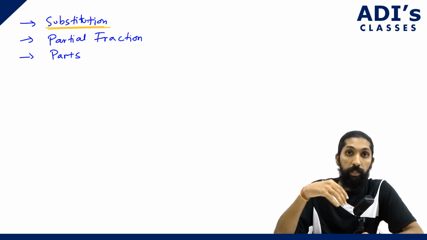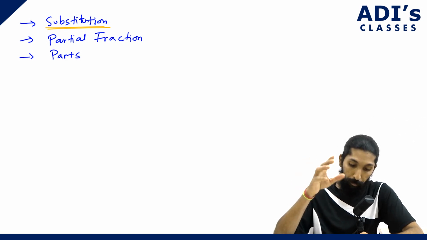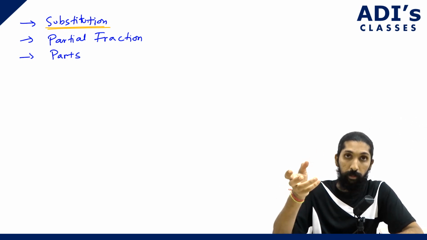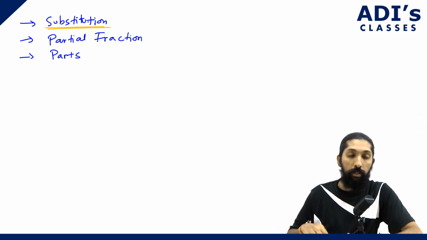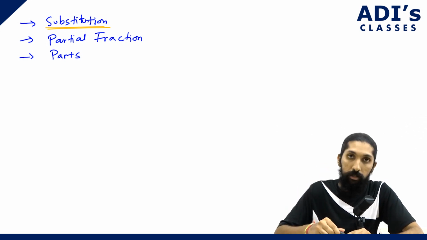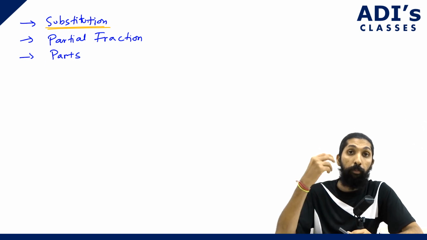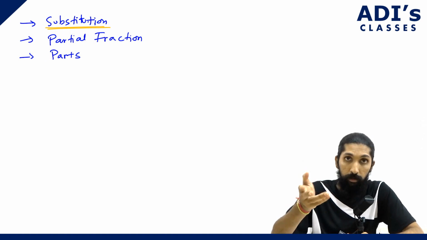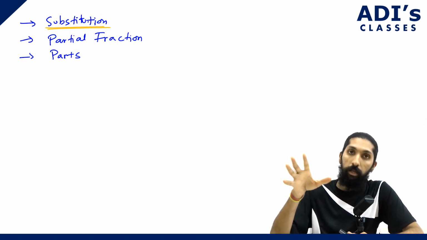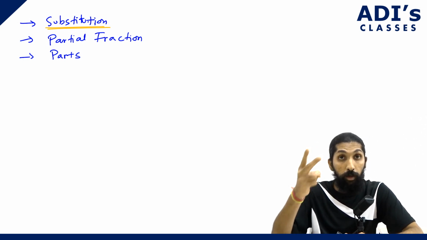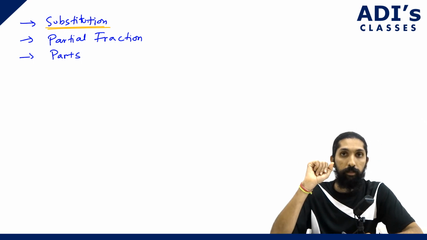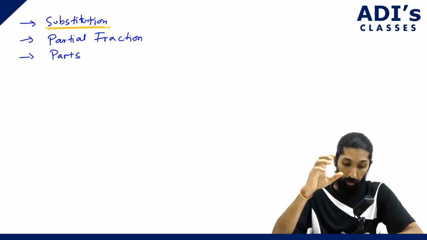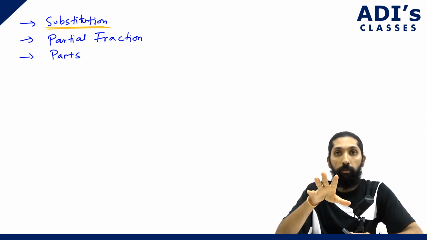The reason is it's a very general method. Partial fraction is a very specific method, only in a particular type can you do partial fraction, not in everything. Parts is also general, like how we had the product of two terms in derivatives, u into v, remember? Likewise, if you have a product of two functions, then what you are going to do is basically parts. Now, substitution is very important.